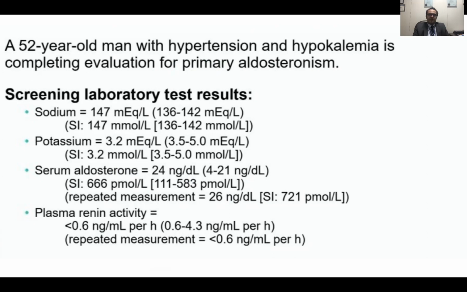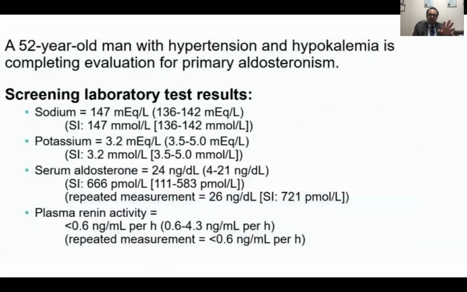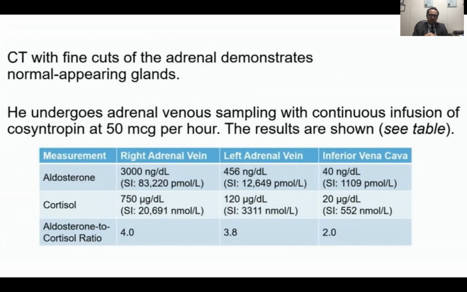We directly go to the CT because there is no need of a confirmatory test in someone who has hypokalemia, suppressed renin, and aldosterone more than 20. CT scan is done, and in that we see adrenal demonstrates normal appearing gland. Now you may miss a small adrenal aldosterone producing adenoma if we go on this CT scan's finding. So therefore, anyone who is above 35, if we are considering surgery, we should go for AVS.